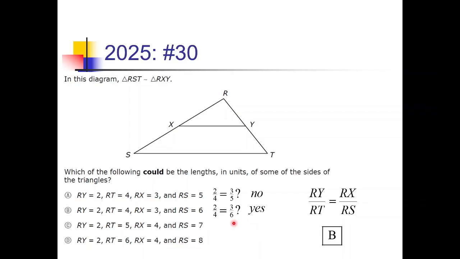Now, if you want to be on the really safe side, you could try these other ones. 2 over 5 and 4 over 7, those are not the same ratio. And then 2 over 6 and 4 over 8, 1/3 versus 1/2, also not the same thing. So choice B it is.